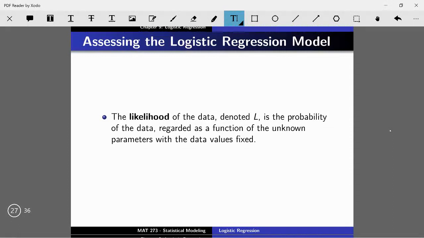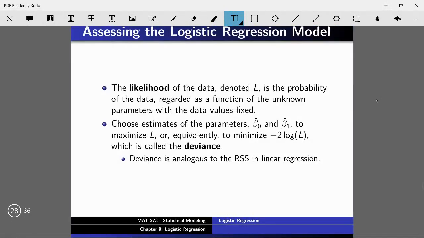But what we can look at is the likelihood of the data, which we denote with capital L. This can be thought of as the probability of the data given our model estimates, or the probability of our model estimates being true given our data. That's an informal interpretation of it, but not technically correct. This likelihood function is a function of the unknown parameters, holding our data values fixed.